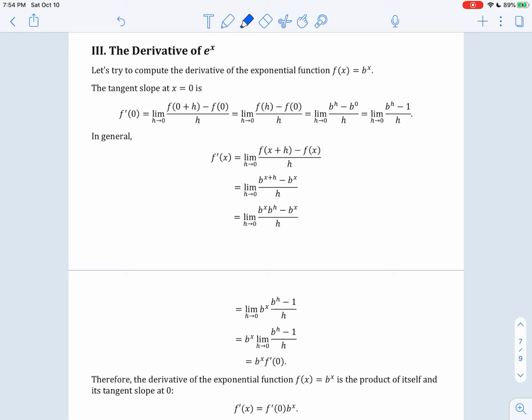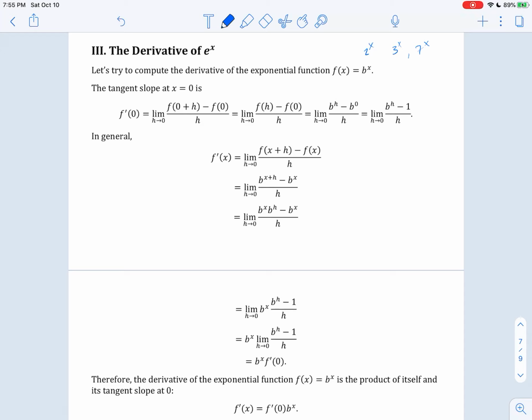Let's first try to compute the derivative of the exponential function f of x equals b to the x. For example, it could be 2 to the x, or 3 to the x, or 7 to the x. These are exponential functions, not polynomial functions or power rules. We do not want to use the power rule on exponential functions.